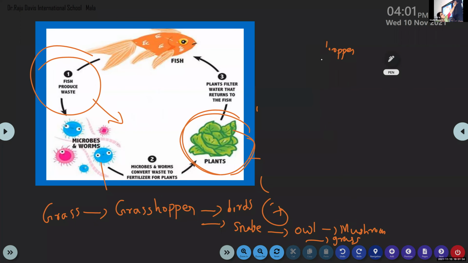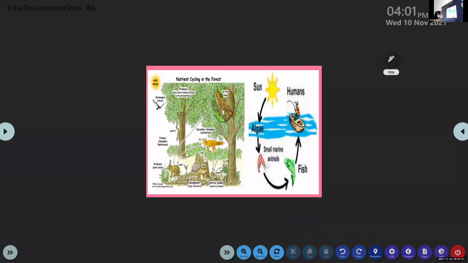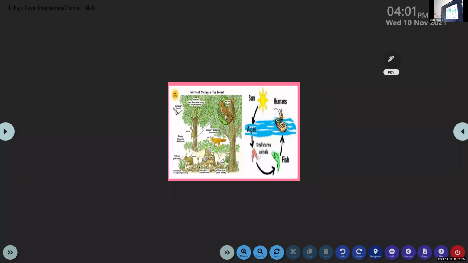So don't worry. I will make you do some examples like that. Now we will just discuss the matter. Afterwards, I will give you some examples for you to draw a food cycle, or arrange the animals in a food cycle or in a food web. And this is also another cycle. These are some more examples.